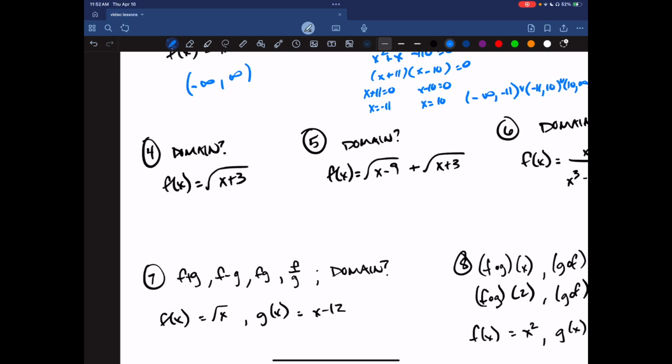So I'm going to take whatever's inside. Just like in a fraction, I take the entire denominator and set it equal to 0, I'm going to take the entire inside of this thing and say x plus 3 is greater than or equal to 0, because it can be 0 or it can be greater than 0. It can't be less than. All right, so I'm going to solve this.